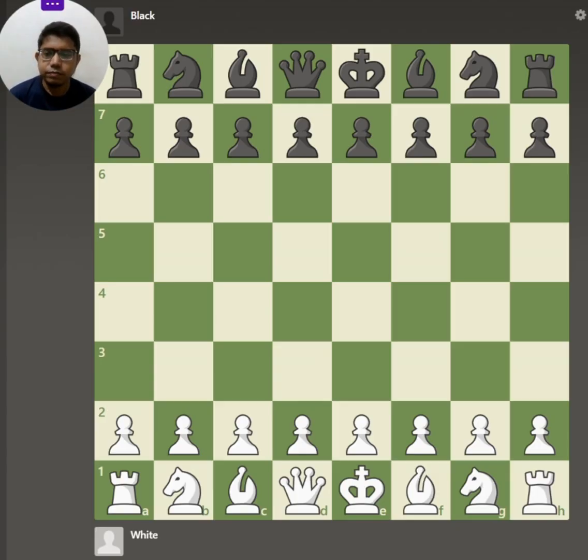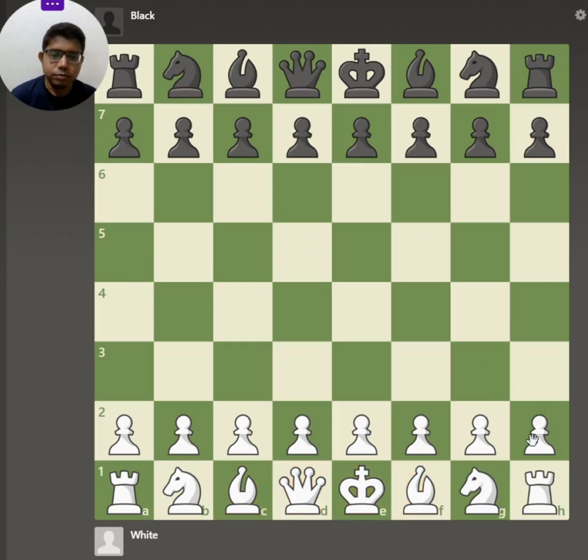There are six different kinds of pieces. Pawns, you can see eight pawns on each side, and we have two rooks. Then we have two knights, and then we have two bishops, one queen, and one king. So there are six different pieces.